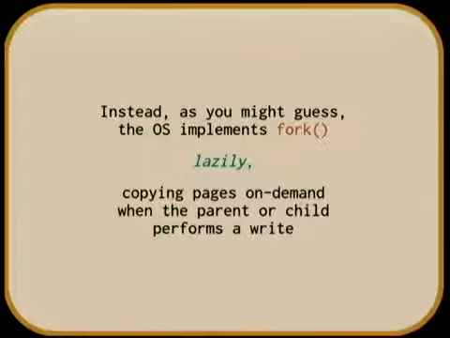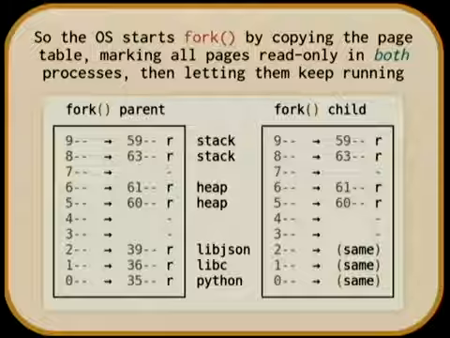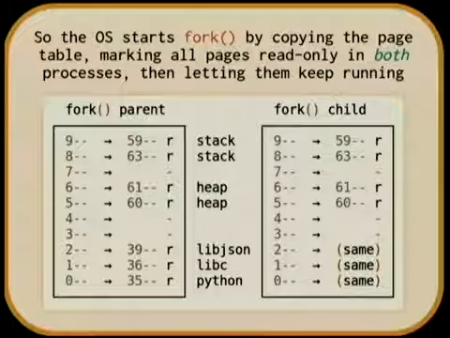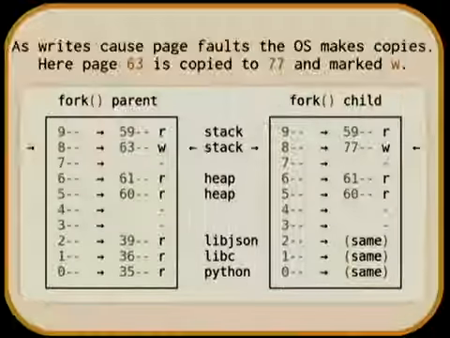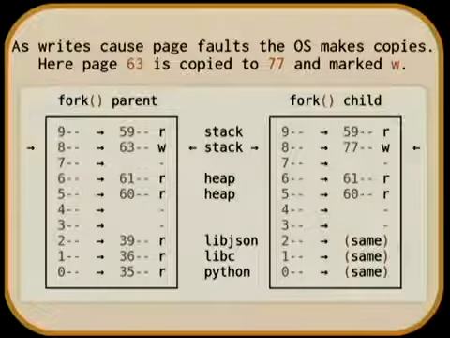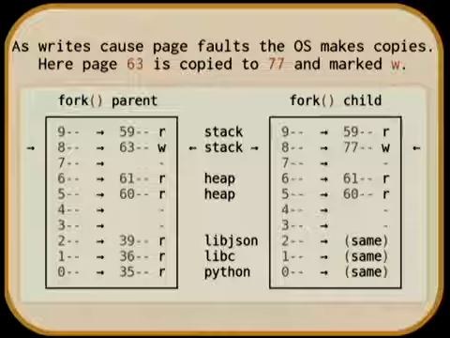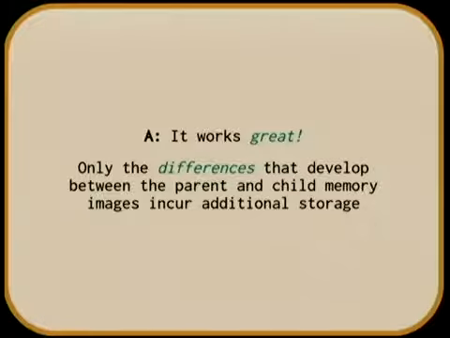Instead, as you might guess by now, the OS implements fork lazily, copying pages on demand only when the parent or child performs a write. So at the moment fork has happened and child and parent are running separately, everything will be marked read-only so that they're sharing the same pages between the 2 processes. Only as they start making writes to the pages they need to write to have different histories going forward does the OS pause them, make a copy of each page, and set them going again. How well does this usually work? It works great. Only the differences that develop between a parent and child memory image need to have memory allocated for them.